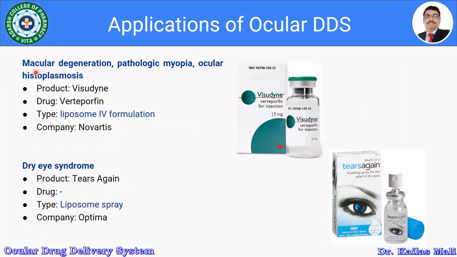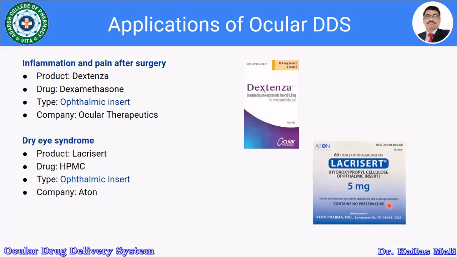Then for macular degeneration, pathological myopia, and ocular histoplasmosis, the product Visudyne is available. It is based on the liposome. It contains the drug verteporfin. Actually, it's a liposome IV formulation, and it is developed by Novartis. For dry eye syndrome, the product Tears Again is available. It's a liposome spray and it is developed by Optima.